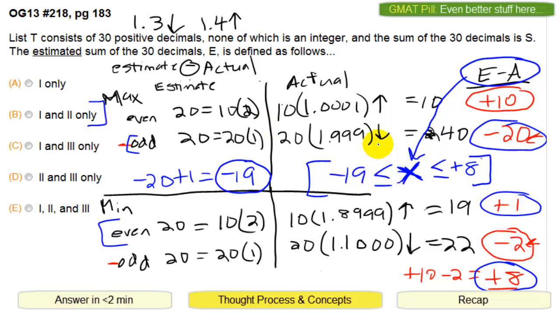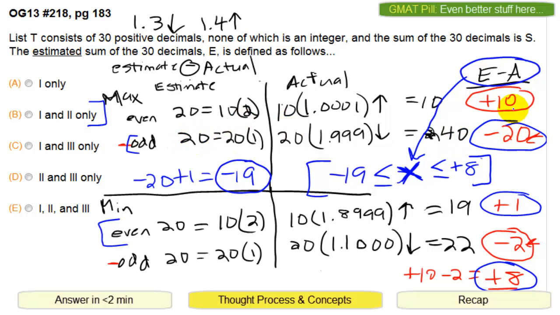Then your job is to find the range of possible values for E minus A. The range is when you can maximize the difference between E minus A. To do that, we created a column called E minus A, and we calculated the difference, keeping track of plus and minuses. If actual is 40 and the estimate is 20, then 20 minus 40 gives you minus 20.